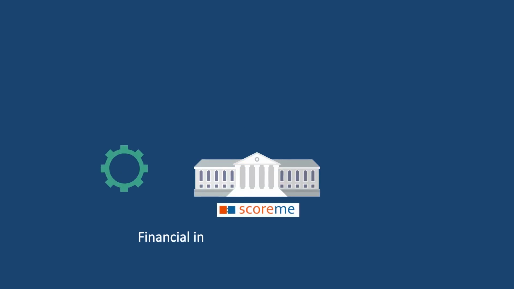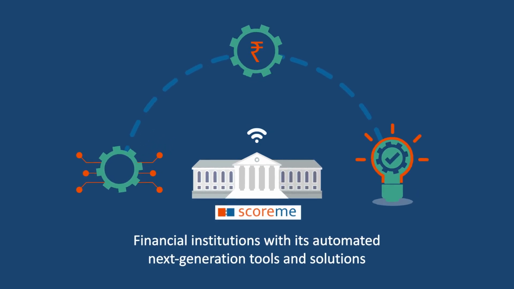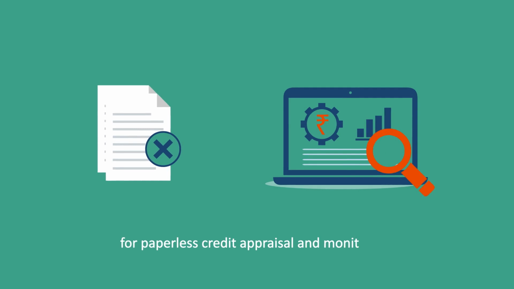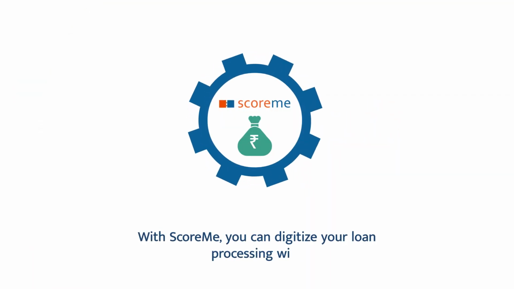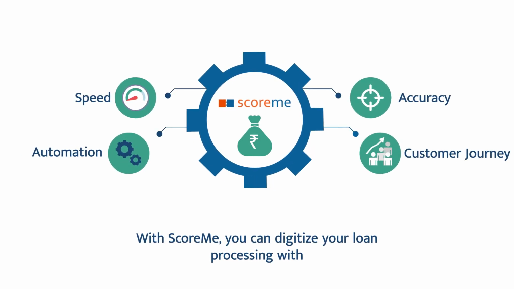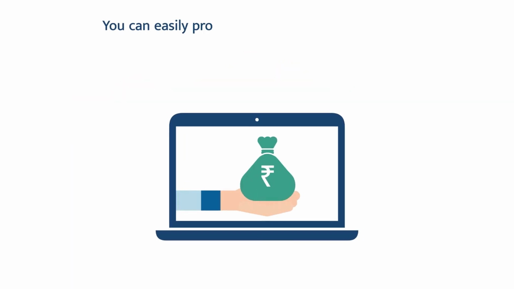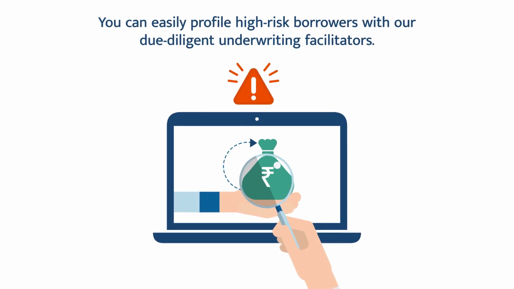ScoreMe helps financial institutions with its automated next-generation tools and solutions for paperless credit appraisal and monitoring. With ScoreMe, you can digitize your loan processing with speed, accuracy, automation, and dedicated customer journey. You can easily profile high-risk borrowers with our due diligence underwriting facilitators.